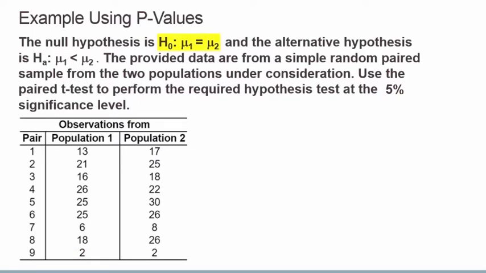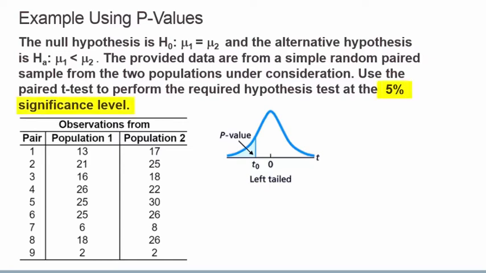Step 1 is given. H sub 0 is mu sub 1 equals mu sub 2, and H sub a is mu sub 1 less than mu sub 2. That means we have a left-tailed test where t sub 0 is to the left of our mean 0 and our p-value is the shaded area to the left of t sub 0. Step 2 is alpha equals 0.05, since the significance level is 5%.